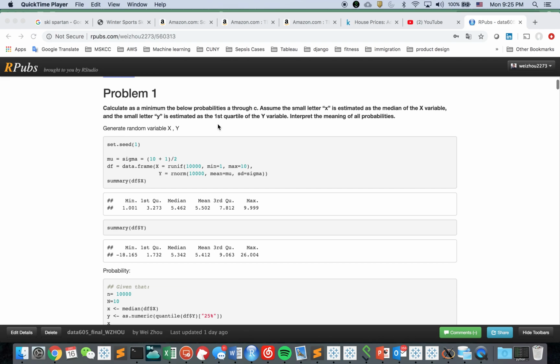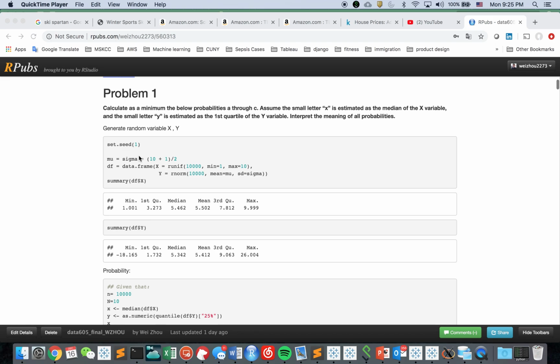This is for recording the DATA605 final projects. We have two problems here. The first one is to generate a random variable X that has 10,000 random uniform numbers from 1 to n. n can be any number greater than or equal to 6.